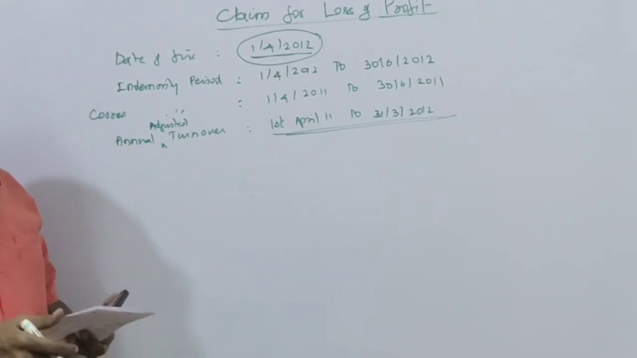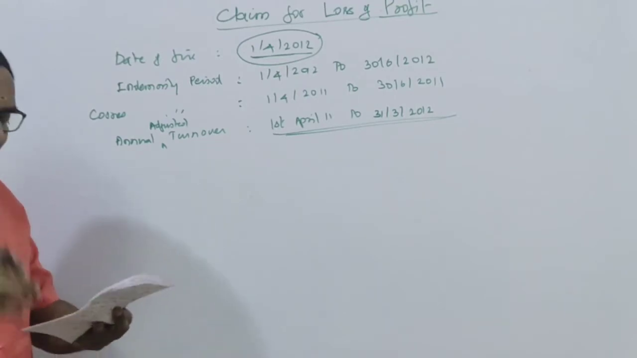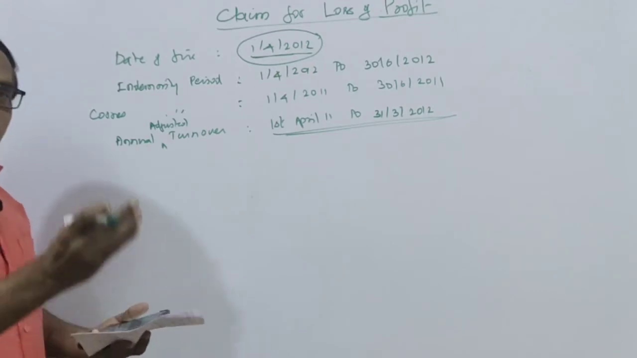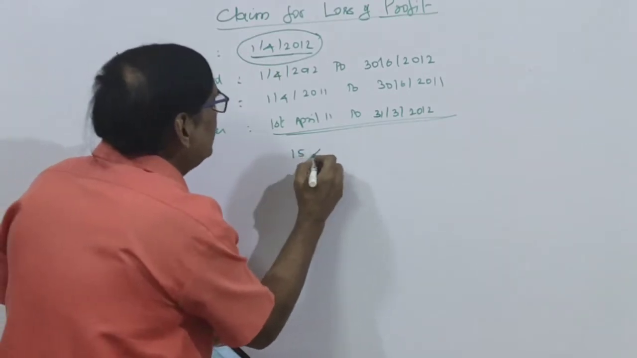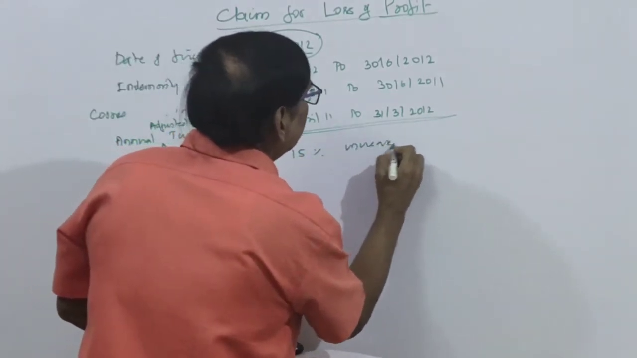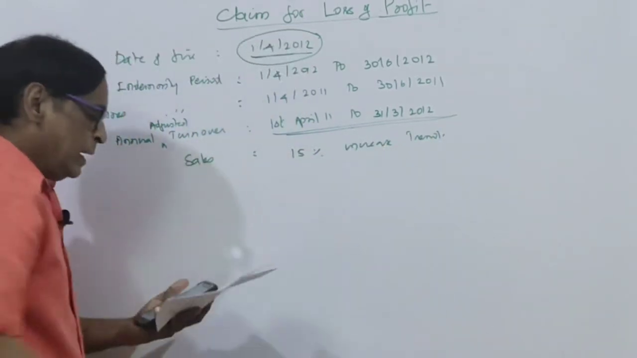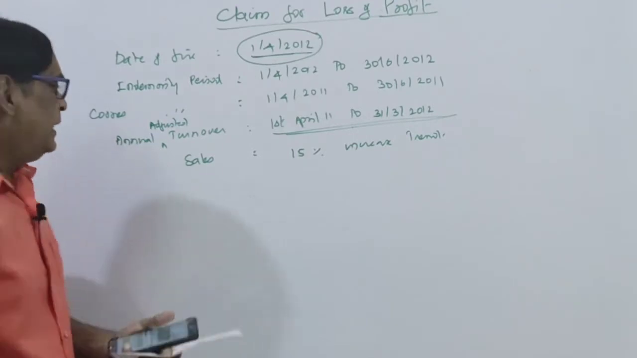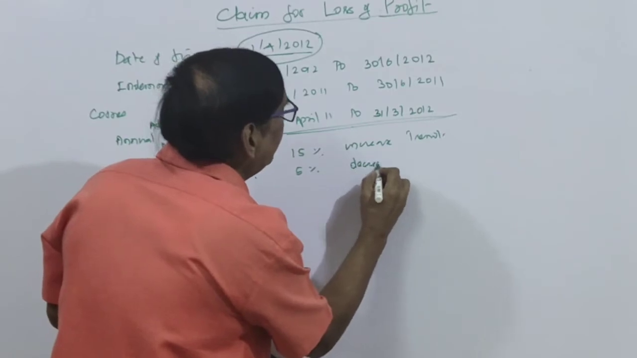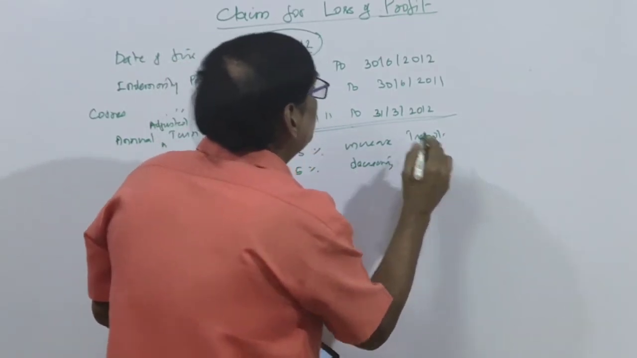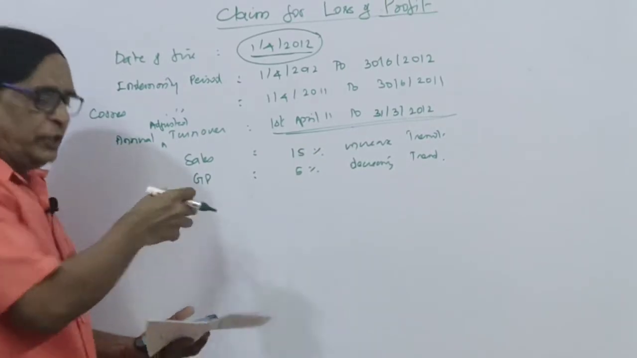Another important point given in the question paper is the general trend. As far as the sale is concerned, there is an increasing trend. Compared to the previous year, this year's sales have increased by 15%. Increasing trend in sales. And in gross profit there is a decreasing trend, a 5% decreasing trend. So these are the main important points. Before you solve the problem, you should be very careful about these points.